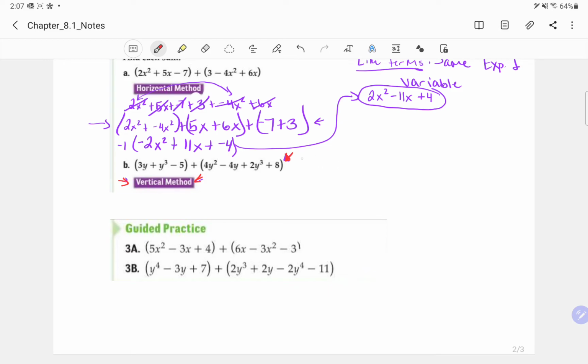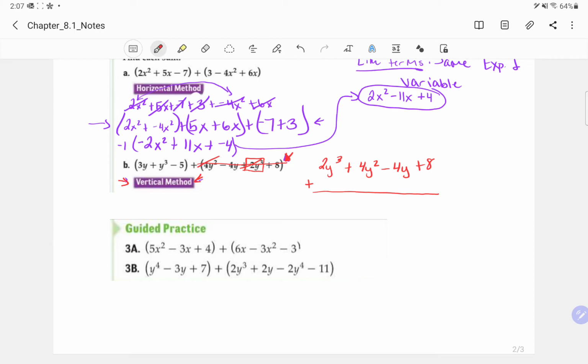So I'm going to take 2y cubed. That is my largest one, so I'm going to put that out front. And then I'm going to write 4y squared. That's my next one. And then I have a -4y, and then I have 8. So I just rewrote it in standard form. The next one, underneath, I'm going to add the other polynomial.